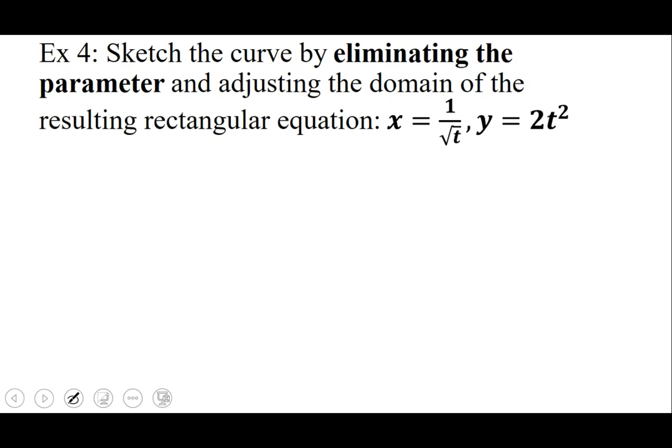For part A, it tells you to make a table, which is what you did on the first 2 examples. Then in part B, it tells you to eliminate the parameter. So you're basically going to be doing each of these processes for those 4 questions. So just something to keep in mind.